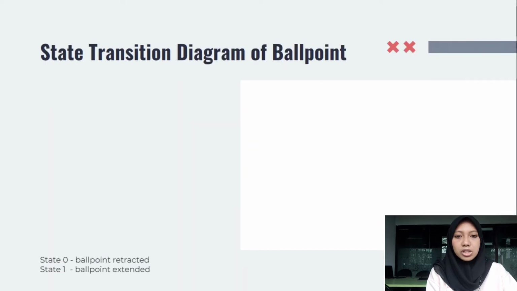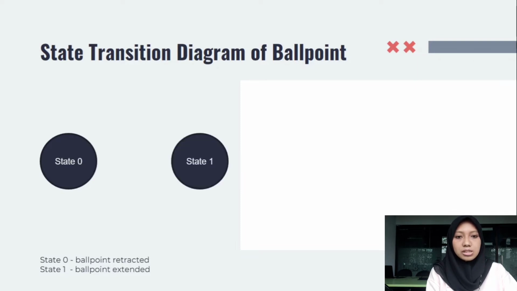Here is a state transition diagram of the ballpoint pen. State 0 is represented by ballpoint retracted. State 1 is represented by ballpoint extended. The arrow represents the transition between states. The arrow includes the input. So in this case, the button is clicked and it moves from state 0 to state 1. We give the same input and it will go back again.